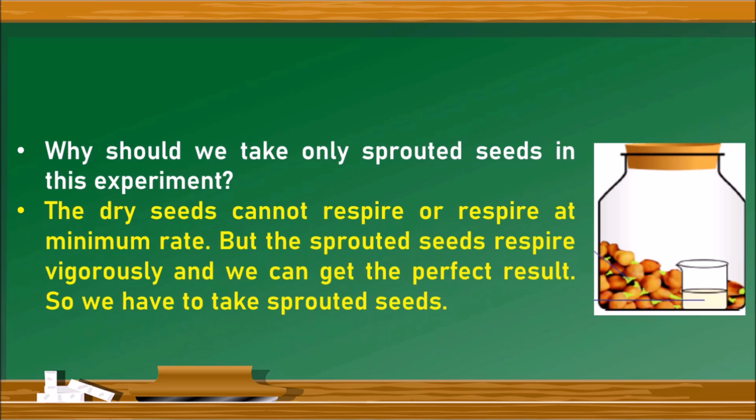Next question. Why should we take only sprouted seeds in this experiment? Dry seeds cannot respire, or respire at a very minimum rate, which is negligible. But sprouted seeds respire vigorously and we can get the perfect result. So we have to take sprouted seeds. And there is one more answer. Even when compared to a well-grown plant, the sprouted seeds respire vigorously. If you take the sprouted seeds, we can get the result very easily.